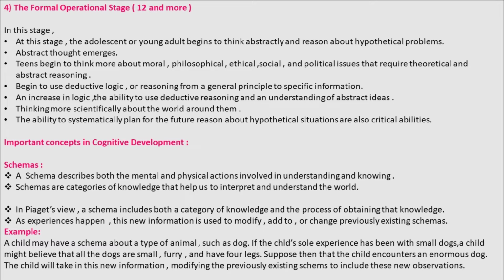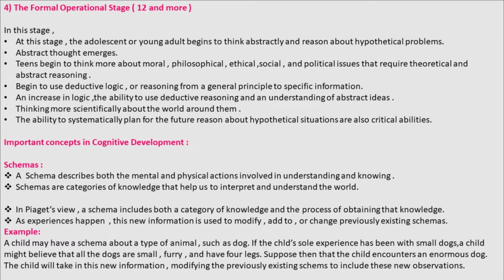abstract reasoning. They begin to use deductive logic, or reasoning from a general principle to specific information. An increase in logic, the ability to use deductive reasoning, and an understanding of abstract ideas. They think more scientifically about the world around them. The ability to systematically plan for the future and reason about hypothetical situations are also critical abilities.